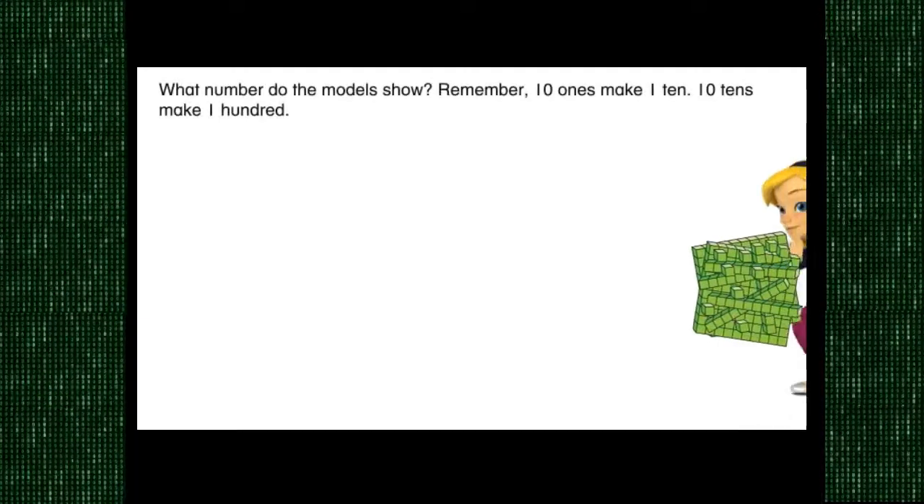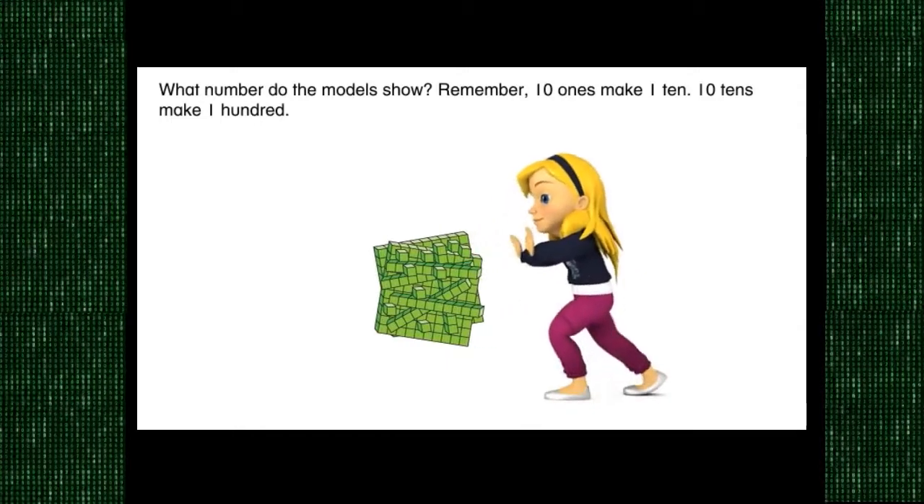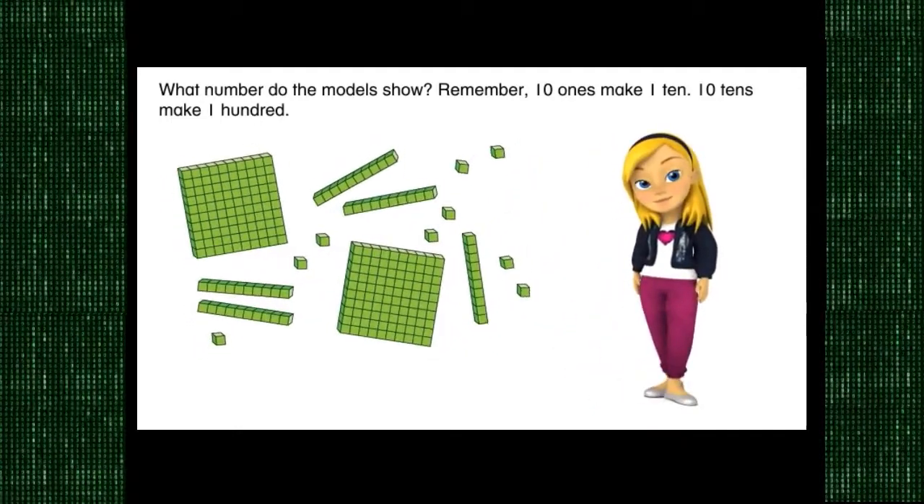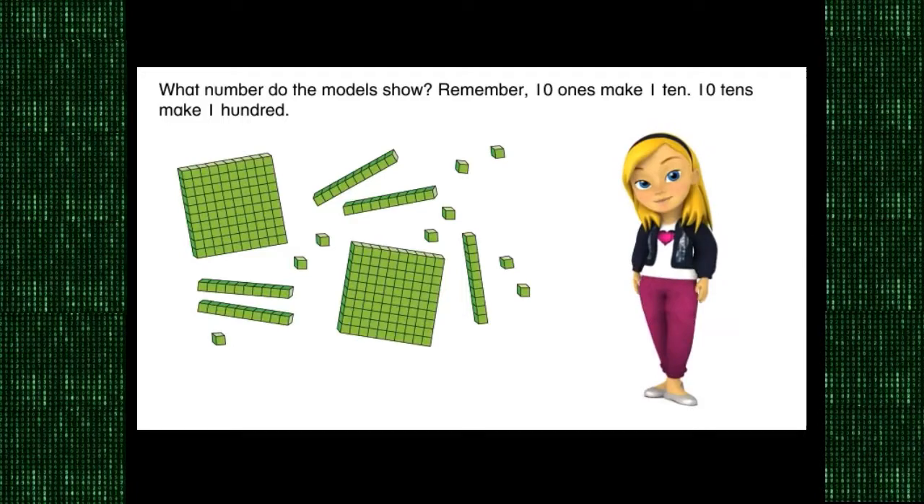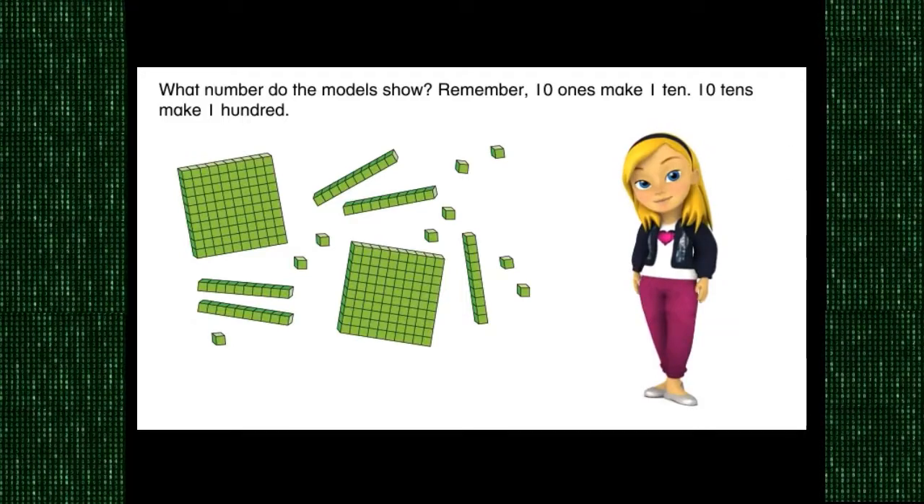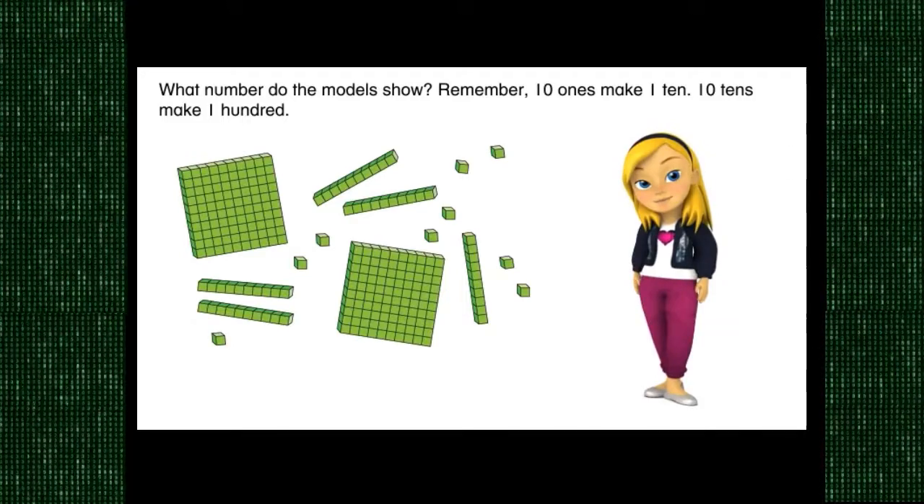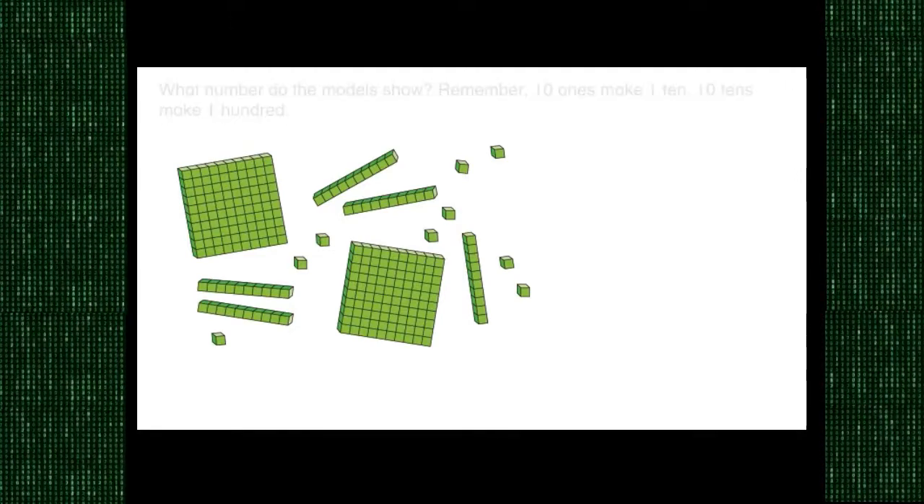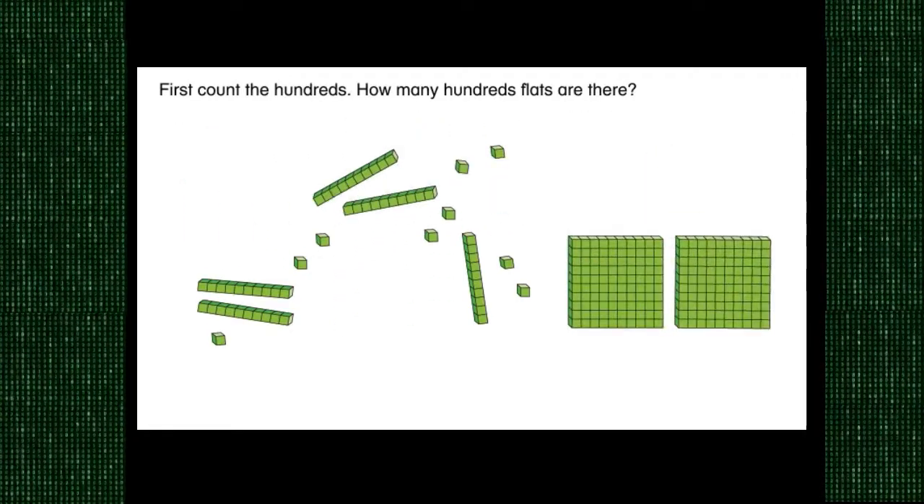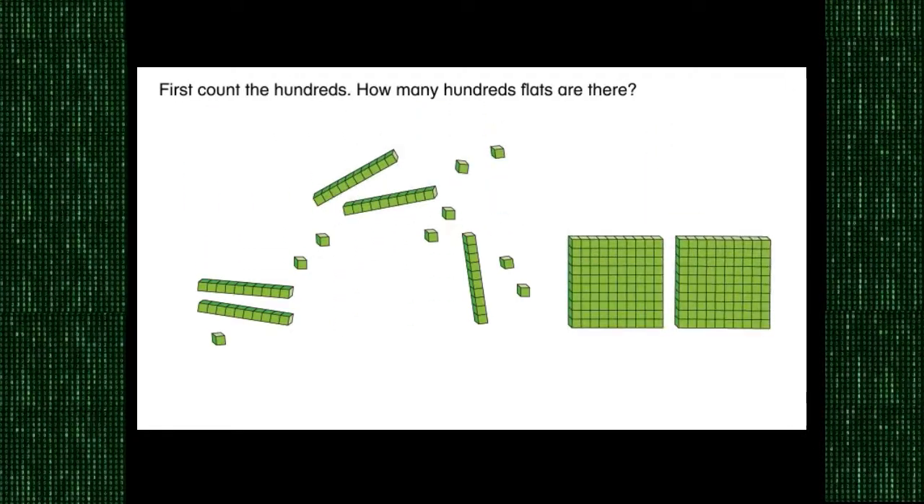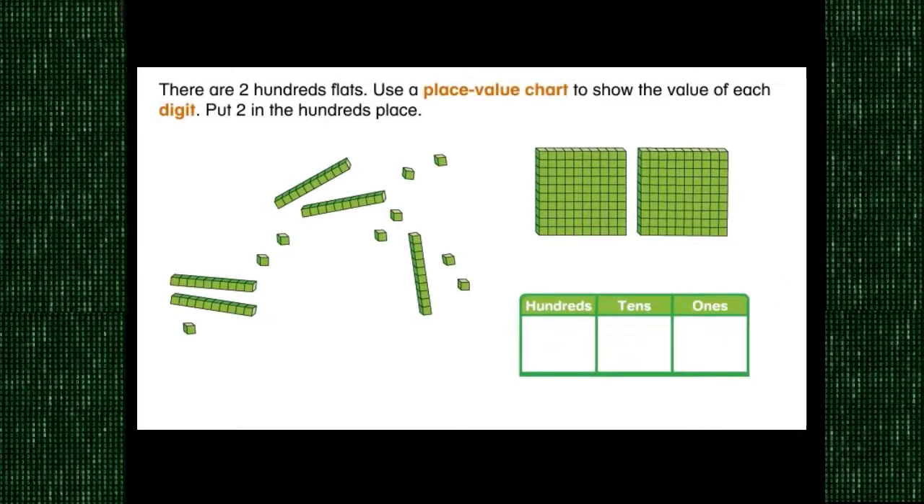Okay, now let's listen to somebody else tell you what I just did. What number do the models show? Let's find out. Remember, 10 ones make 1 10. 10 tens make 100. First, count the hundreds. How many hundreds flats are there? There are 2 hundreds flats.